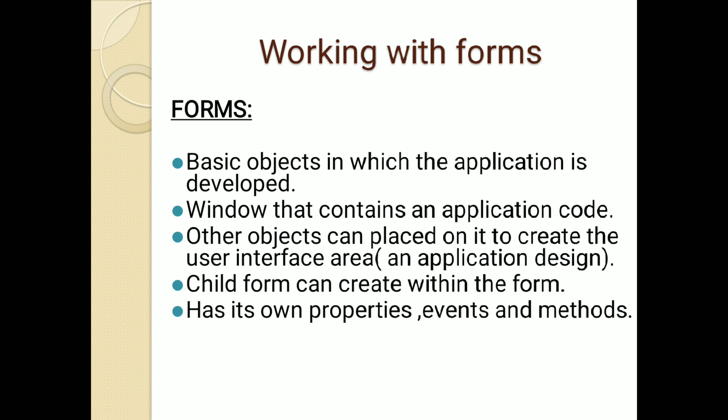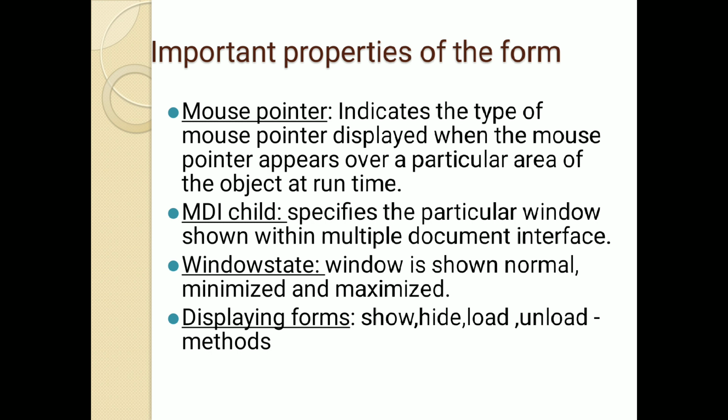When you enter VB, you can select Standard EXE, and it will create one form, the first form, called the parent form. Afterwards you can create many forms, called child forms. A child form can be created within the form. There is no limitation on creating child forms. The forms have their own properties, events and methods like other controls or objects. So what are the important properties of the form?